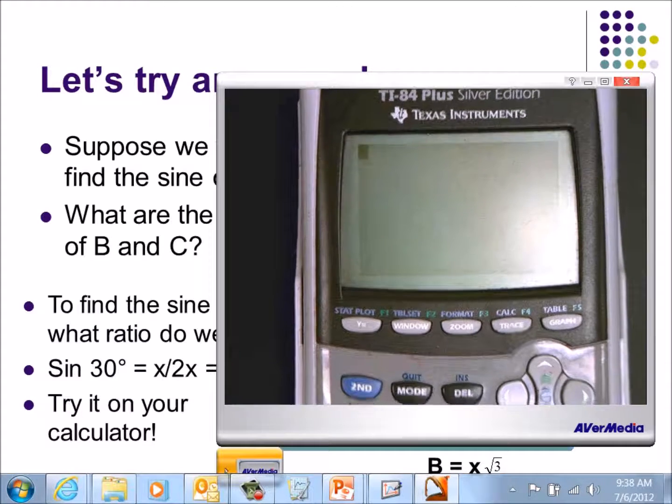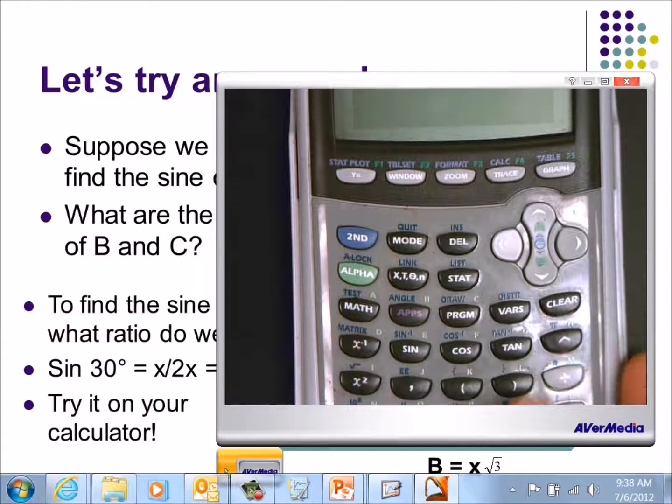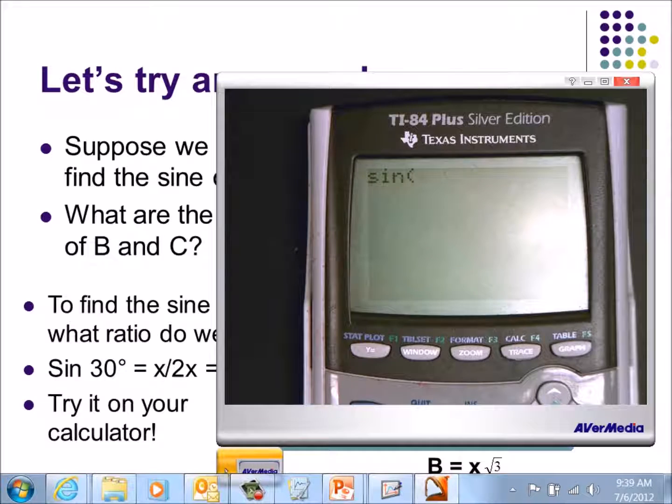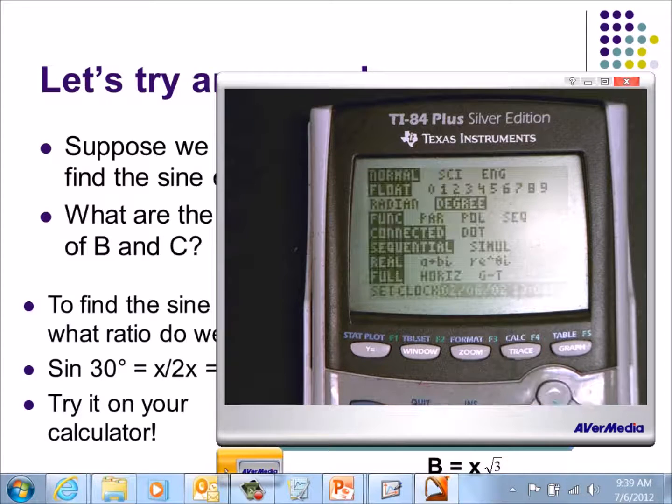And to take the sine of 30 degrees, all you should have to do is press the sine button. As soon as you do that, you should see the sine appear on your display, and then type in 30. Close the parentheses, press enter, and that should give you 0.5. Make sure you're getting 0.5 when you take the sine of 30 degrees.